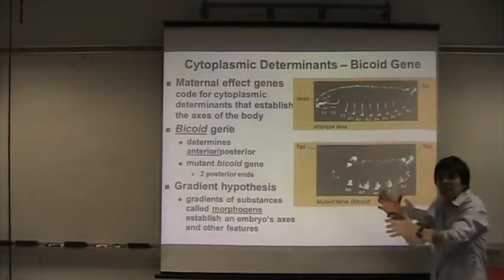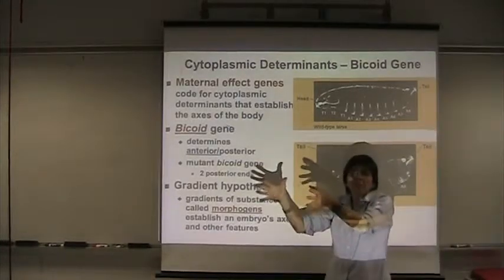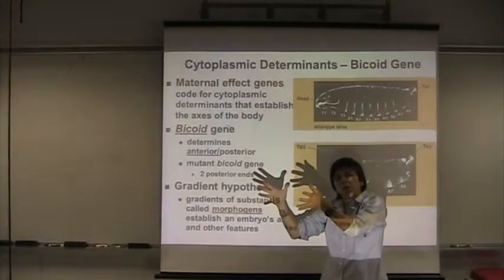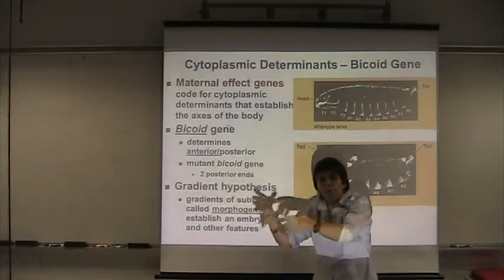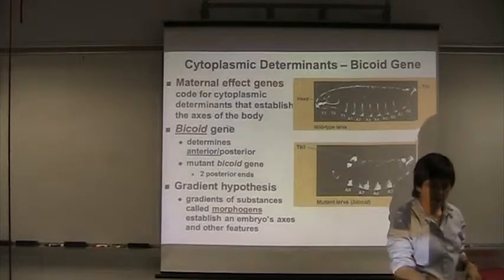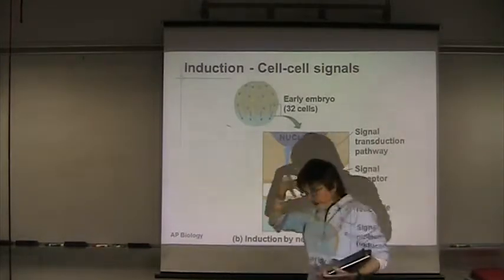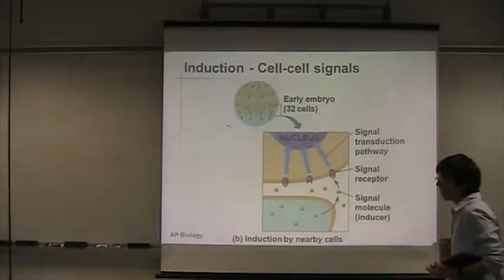So you can see now from development, as soon as the first few divisions happen, already a set of genes in the anterior part of the body have been turned on or off, and the posterior the same way. And you already have a division there. So that was cytoplasmic determinants, things that came from within your cytoplasm.